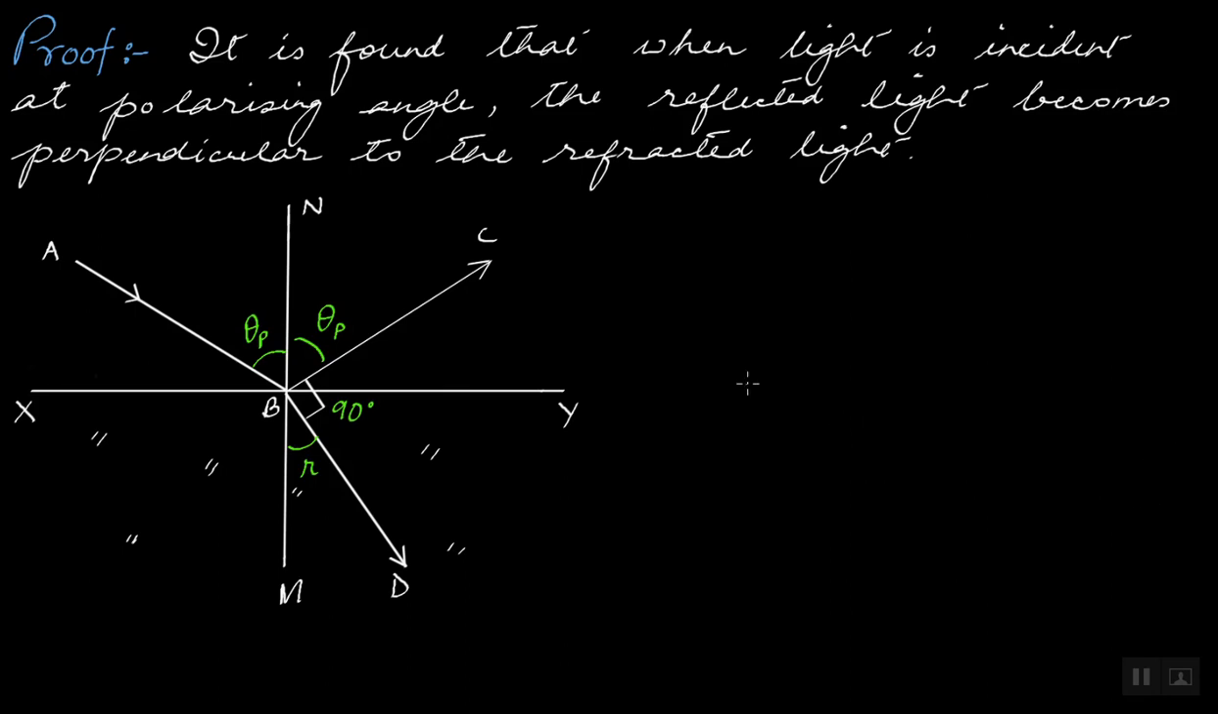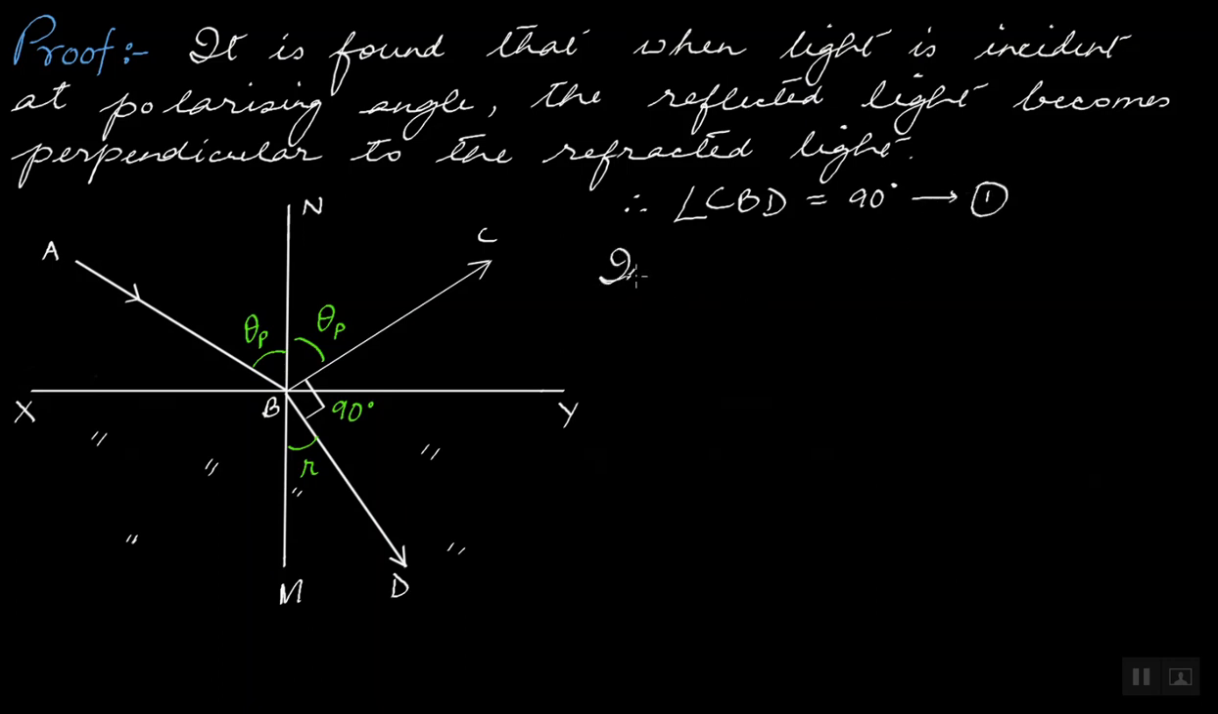This law follows a very straightforward proof. Now, it is found that when light is incident at polarizing angle, the reflected light becomes perpendicular to the refracted light. So the angle between BC and BD is 90 degrees. Therefore here, the angle CBD is 90 degrees. Let's call this equation 1.